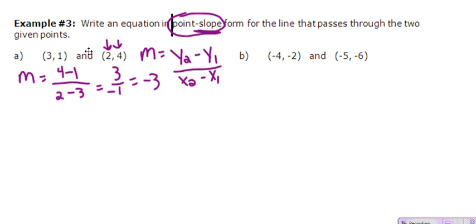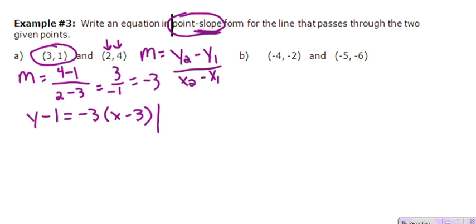The points, I have two of them to choose from. It does not matter which one you pick. I'm going to always pick the first one just because it's x1, y1, and I think of this as the first one. But you could pick 2, 4 also. It doesn't make a difference. So I'm going to go ahead and write it in point-slope form. y minus 1 equals negative 3 times x minus 3. That's it. I'm done. It asks for the answer in point-slope form, so I don't have to solve for y. That's my final answer.